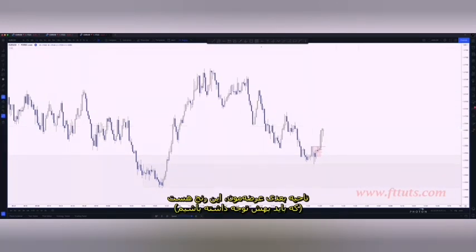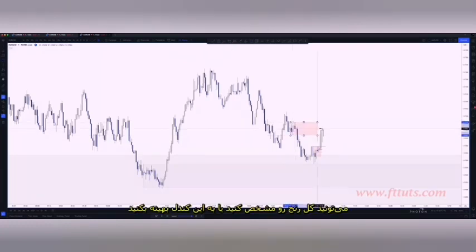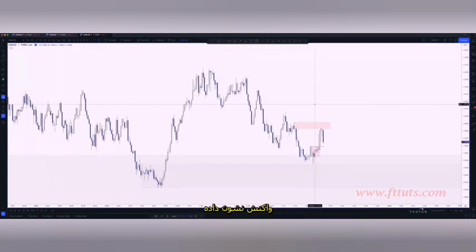So the next area of supply I'll be looking at is this range here. Right, you can take the whole range, or you can refine it to this candle area here, which we can see price is coming into. We're having a bit of a reaction.